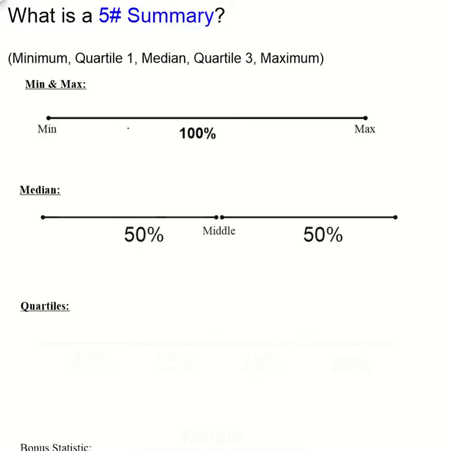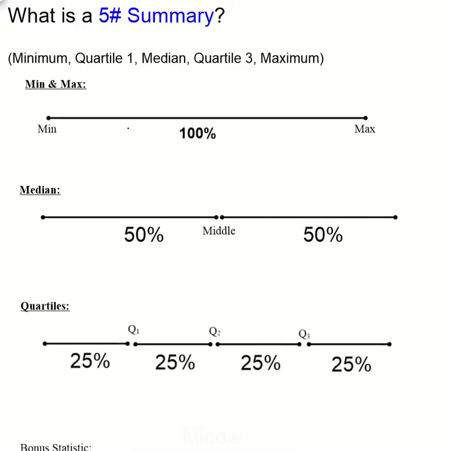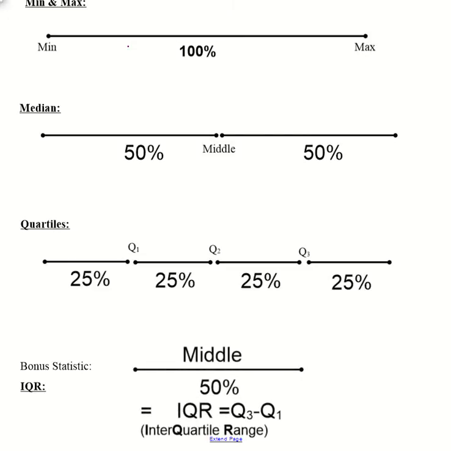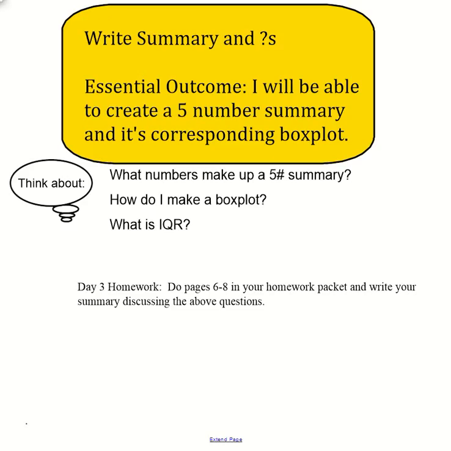The median is the middle number: 50% of the data is smaller, 50% of the data is bigger. The quartiles show 25%. So 25% is smaller, 25% is between Q1 and Q2, and Q2 is that median. 25% is between Q2 and Q3, and 25% is beyond Q3. Our bonus statistic is the interquartile range, and that shows us the middle 50% of our data. So that was our 5-number summary.